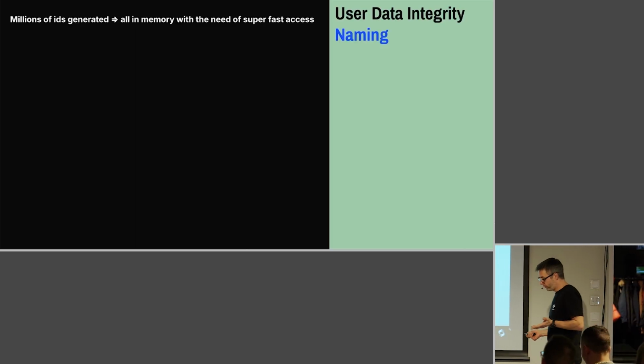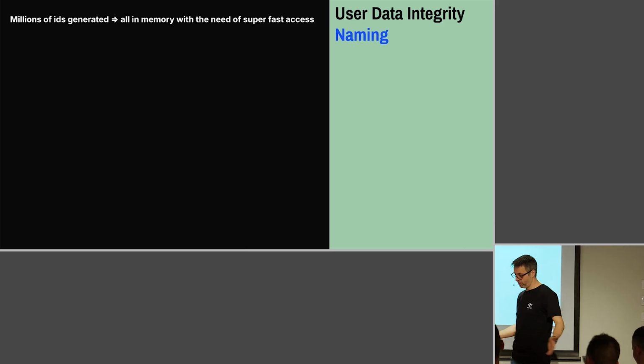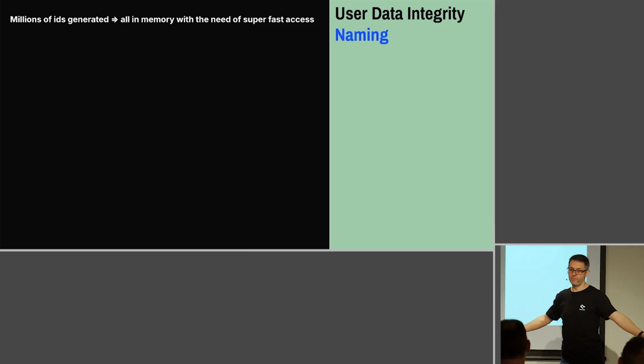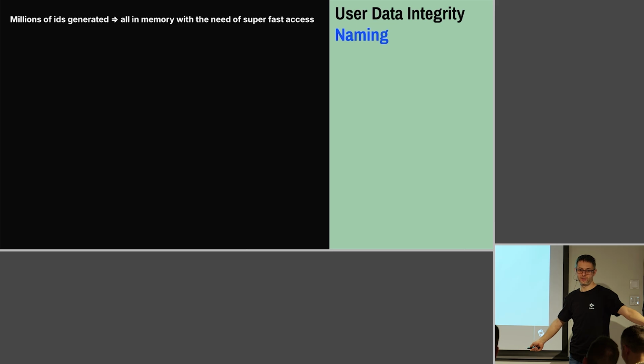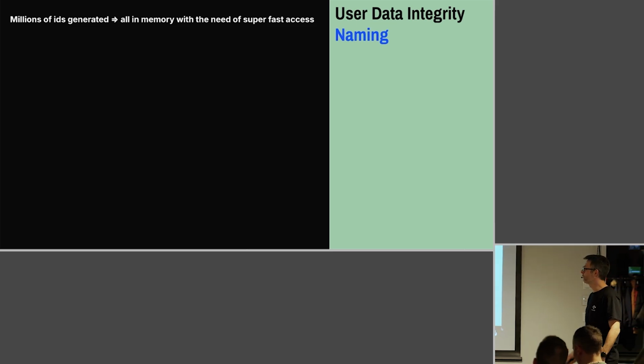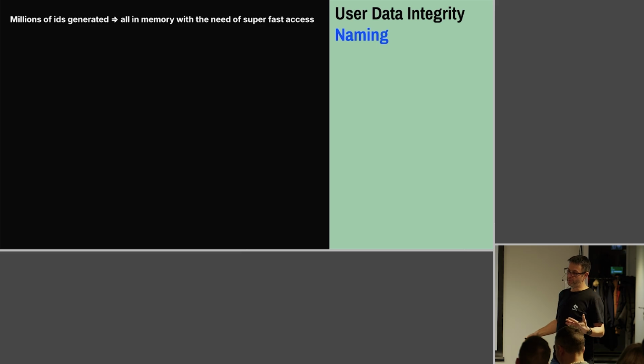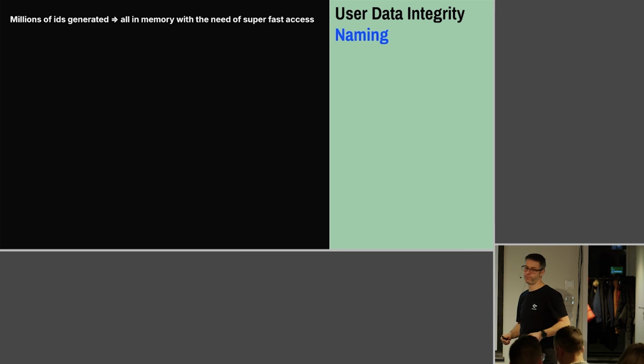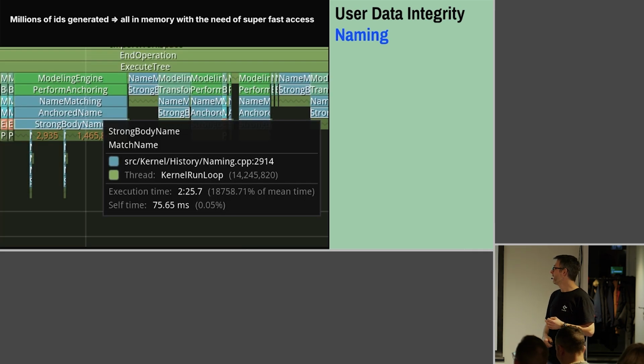The other problem of the naming is that you can imagine we can have millions of topologies in these models, and we are generating millions of IDs in the memory. One of the things is that this occupies a lot of memory. The other thing is that you have to be really, really super fast to access these.